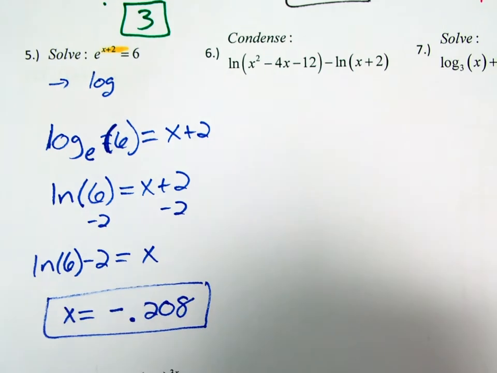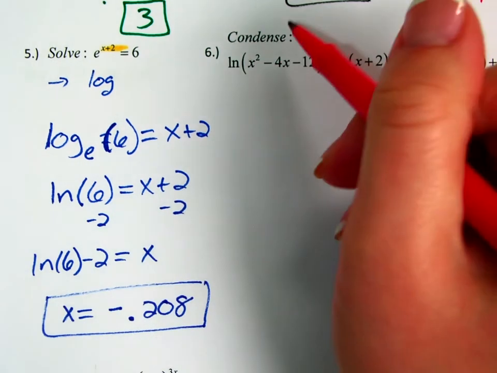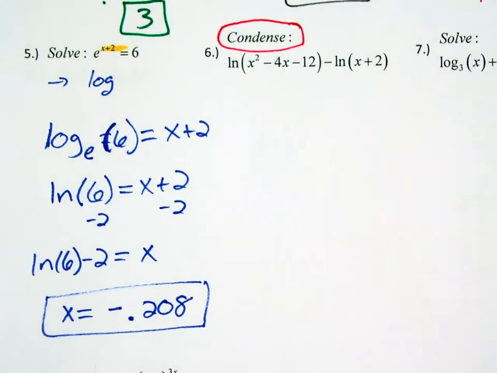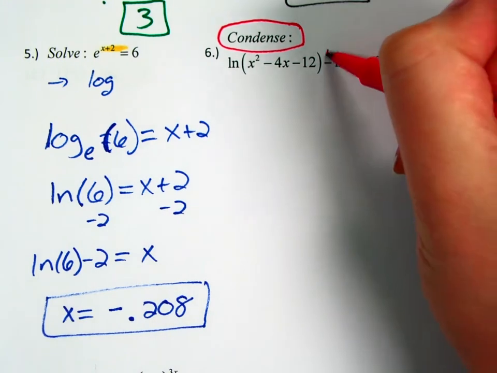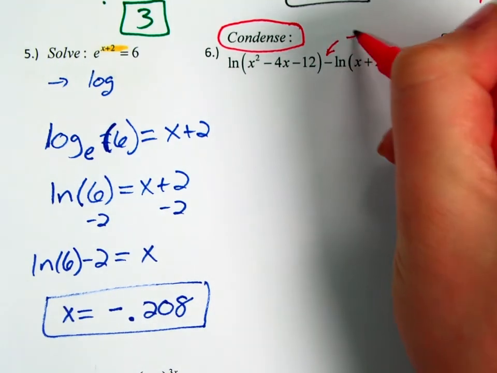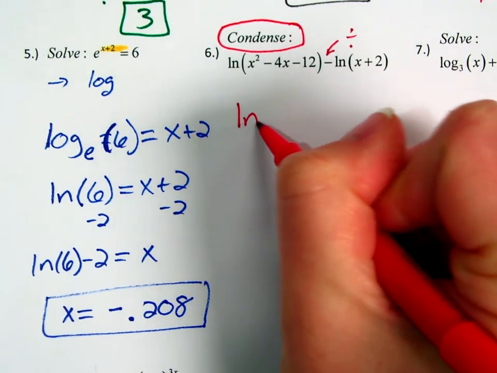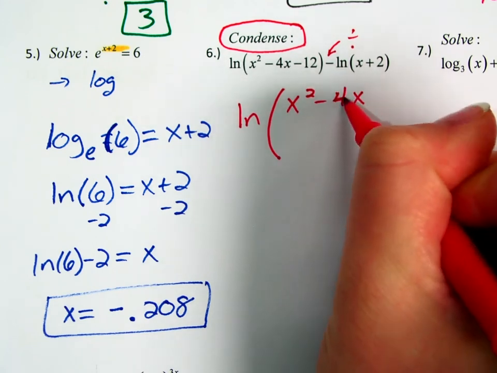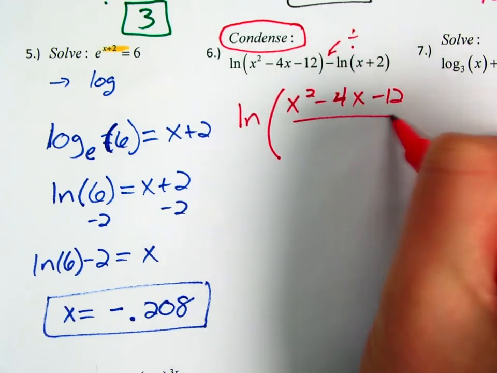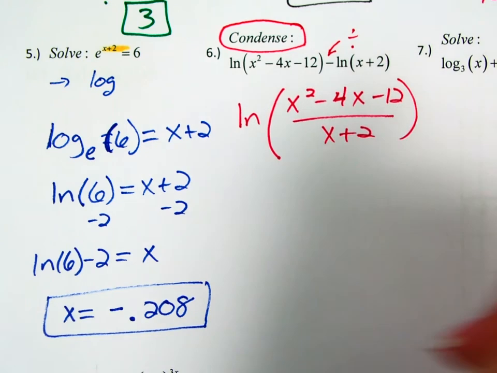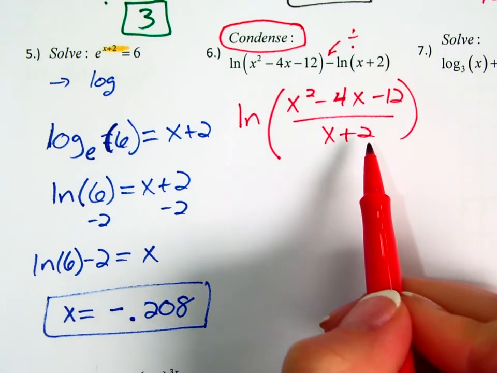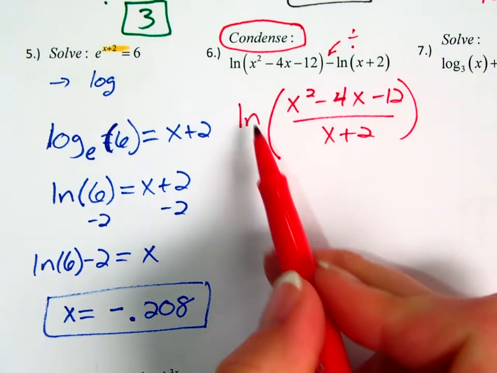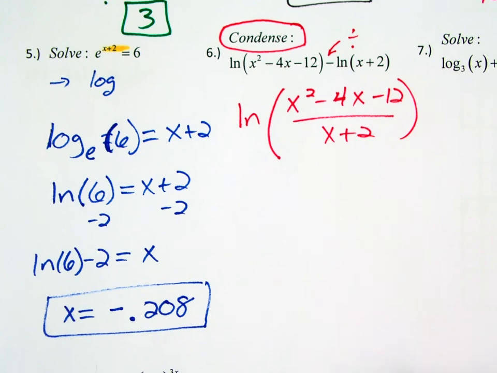All right. The next one isn't asking us to solve at all, right? It's asking us to condense. In other words, we need to put this into one thing. So since there's subtraction between them, that means it's going to be division. So this is really ln of x squared minus 4x minus 12 over x plus 2. Now if I'm going to actually get to my most condensed version, I have to simplify this fraction, which means I need to factor it.